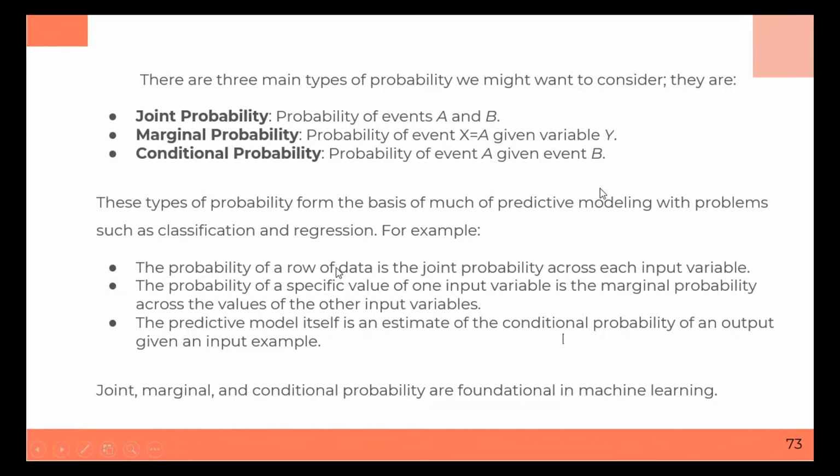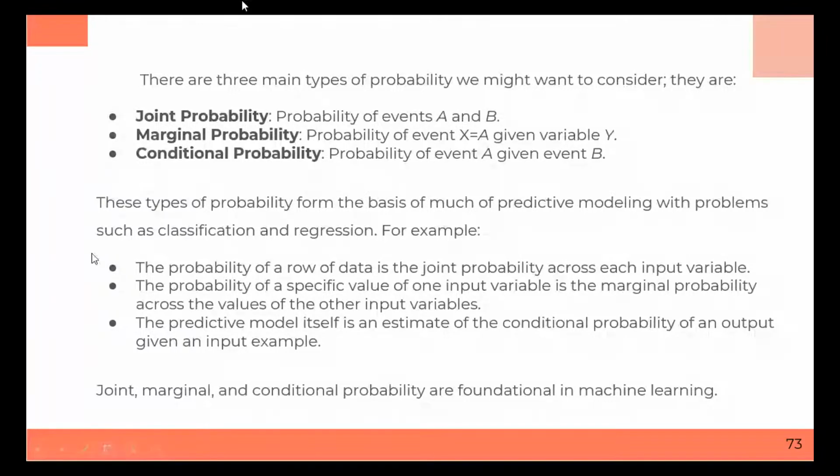For example, the probability of a row of data is a joint probability. The row of data in an Excel sheet we are talking about. Just now we said, right, we have an Excel sheet. Probability of a row of data is joint probability across each input variable. Probability of a specific value of one input variable is the marginal probability across the values of other input variables that we have in the same set.